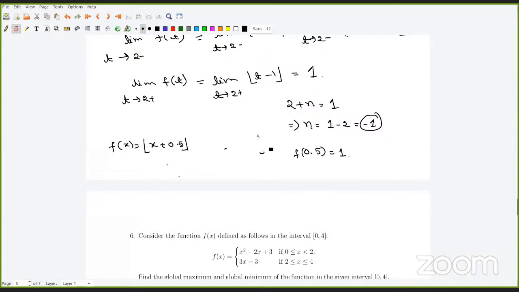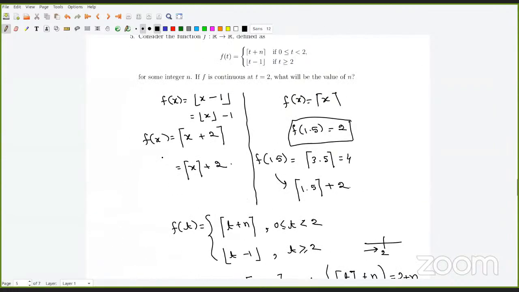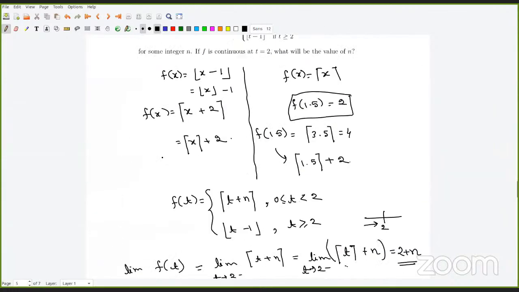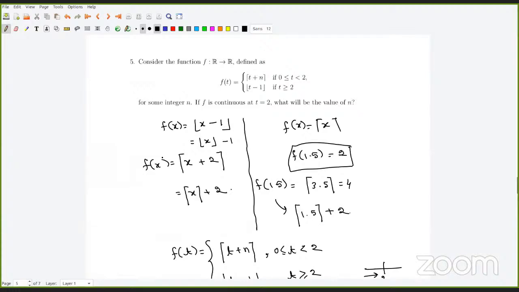Okay, is it clear? Floor function and ceiling function and the continuity related to that? This kind of problem may arise in the quiz. I think there is a problem like this in mock 1, the 7th question.